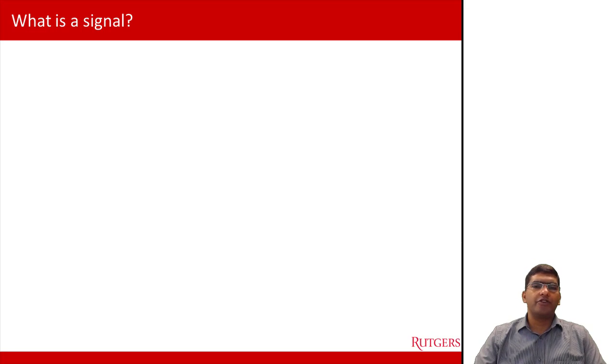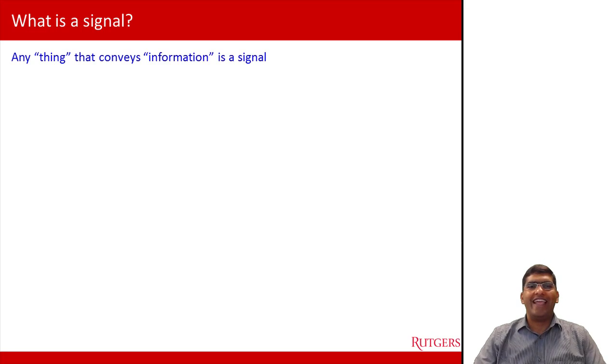Now, in the parlance of signal processing, a signal is anything that conveys information. And here the word "thing" is in double quotes because it literally could be anything. If the color of my shirt that you are watching on the screen conveys any information to you, then that is a signal.